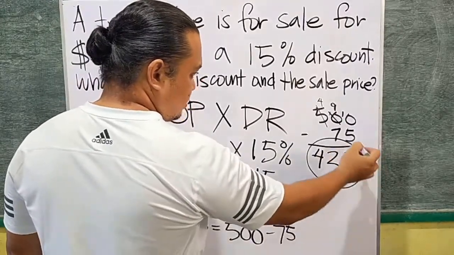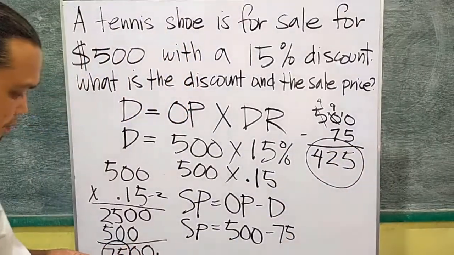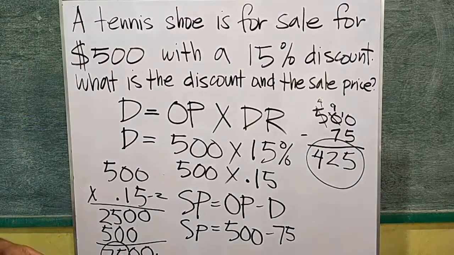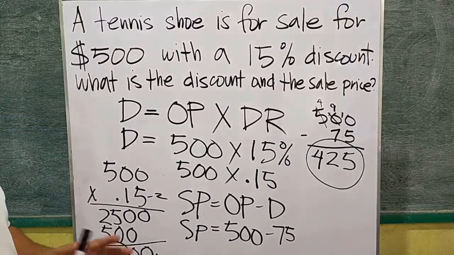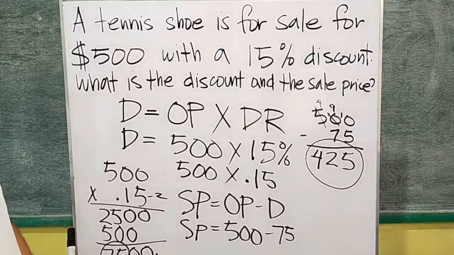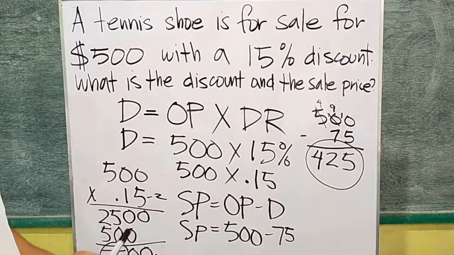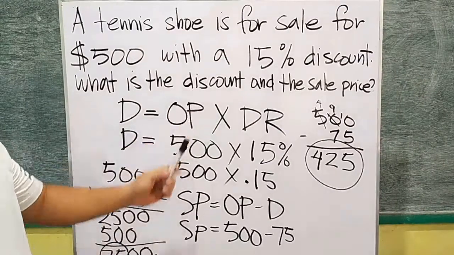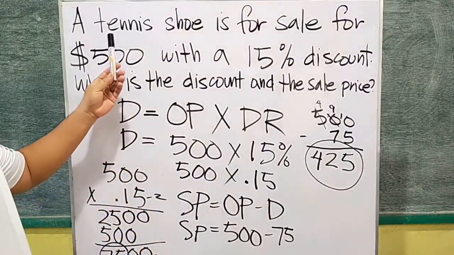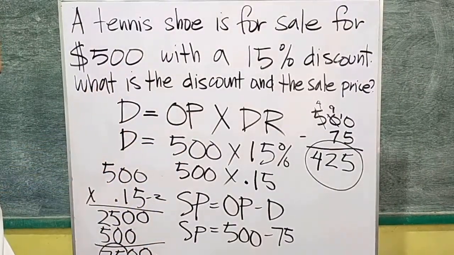Okay. So therefore, to answer our problem, what is the discount and the sale price? The discount of the tennis shoe is $75.